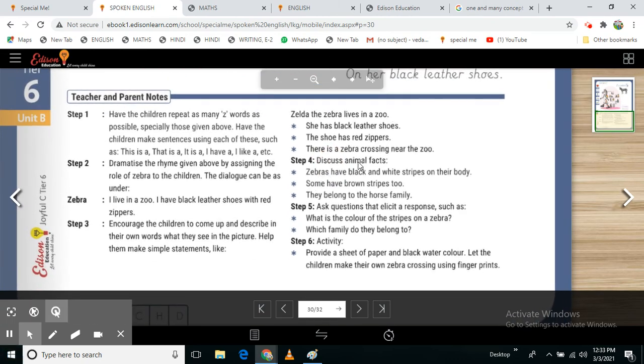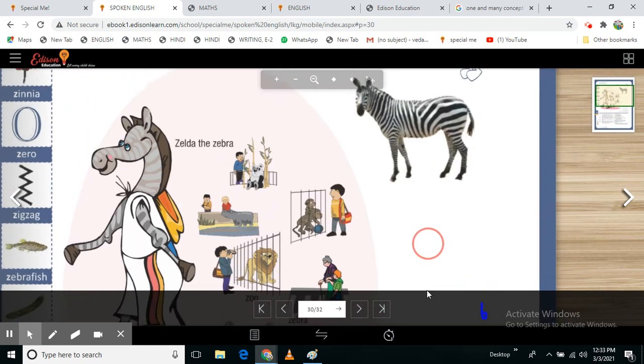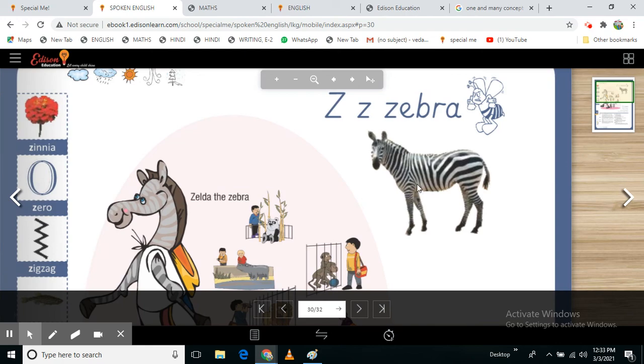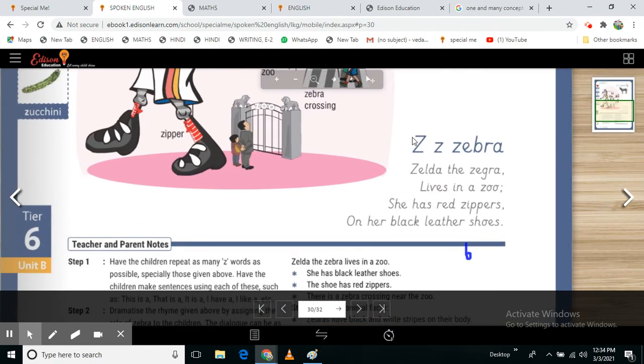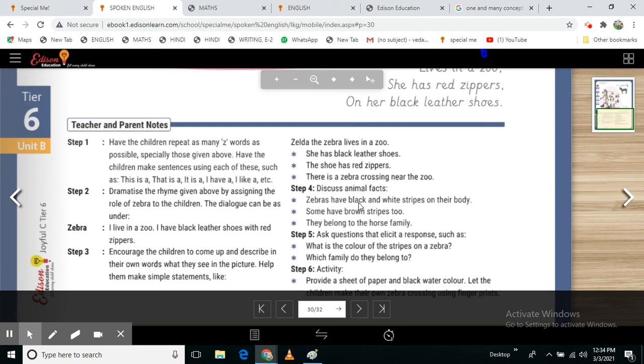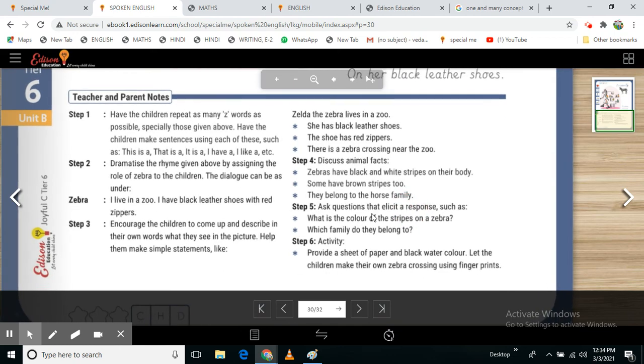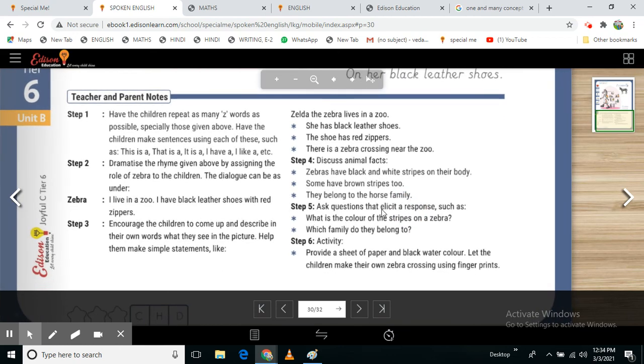Now, step number four, discuss animal facts. Zebras have black and white stripes on their body. See, these are stripes on their body, right? So, zebras have black and white stripes on their body. Some have brown stripes too. Some have brown stripes also, right? They belong to the horse family. Which family do they belong to? The horse family, right? They belong to the horse family.